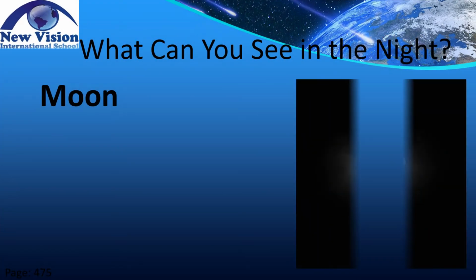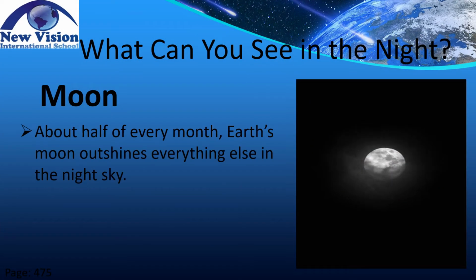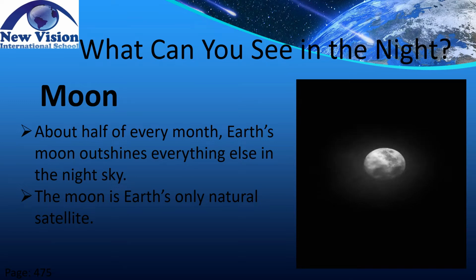Moon. About half of every month, Earth's moon outshines everything else in the night sky. The moon is Earth's only natural satellite. When we say natural satellite, it's any celestial body in space that orbits around a larger body. Moons are called natural satellites because they orbit planets. So remember, a satellite is a body that orbits a planet.